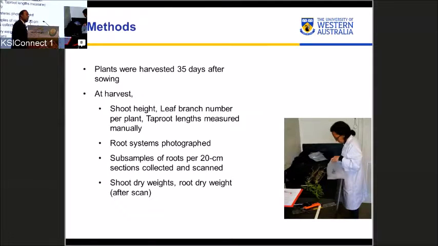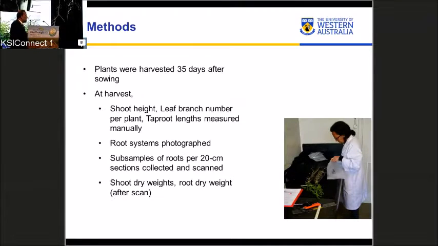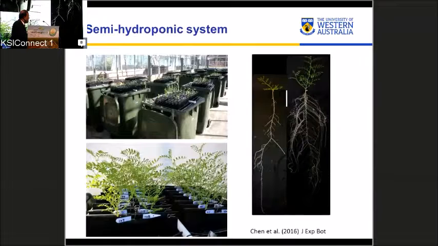By 35 to 40 days, the plants, at least the fastest growing, reached about 1 meter, and we measured a number of shoot and root traits. We also have a photographic method, and we looked at many traits such as dry weight and density in different layers. So this is the system, a very inexpensive system. You can see the rubbish bins and the pre-germinated seeds growing happily, and we were able to get some very good quantitative traits in a variety of germplasm.